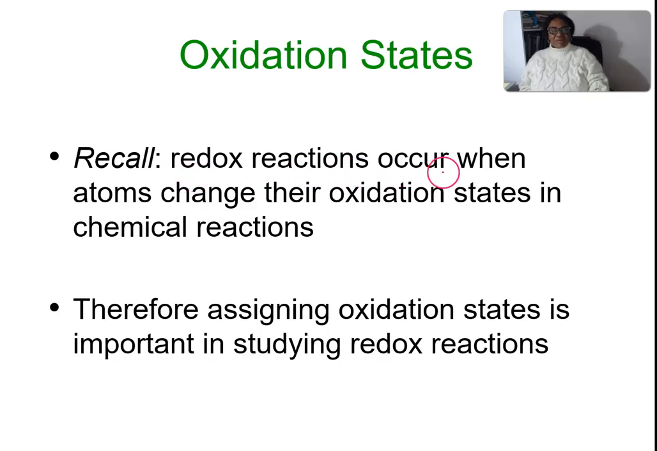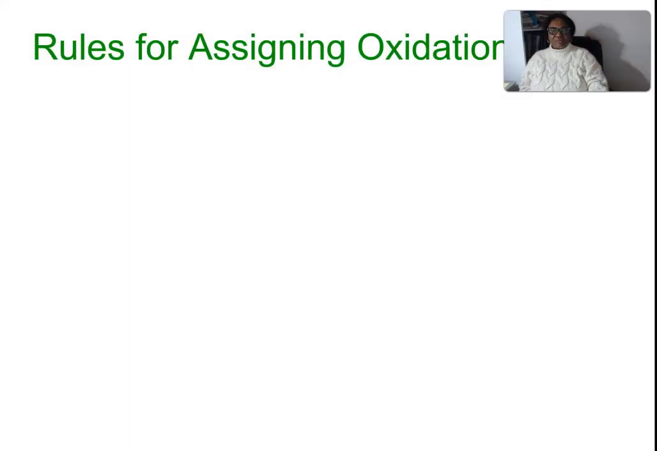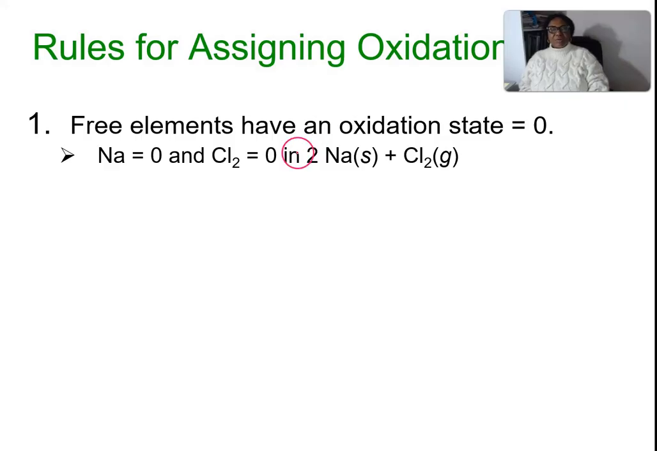Recall, oxidation and reduction occur when atoms change their oxidation state in a chemical reaction. Therefore, assigning oxidation state is important in studying oxidation reduction reactions. So let's look at some rules for assigning oxidation states. Rule number 1, free elements have oxidation state of 0. For example, sodium is a free element, 0, chlorine is a free element, 0.